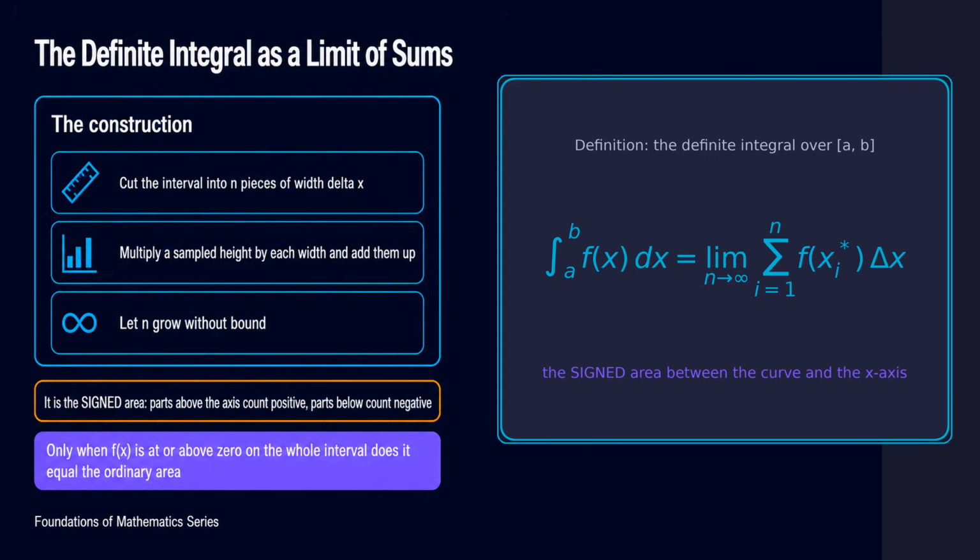Now one caution that a hurried reading always loses. Geometrically, the integral represents the signed area between the curve and the x-axis. Parts of the curve above the axis contribute positively, parts below the axis contribute negatively. Only when f of x is greater than or equal to 0 on the whole interval does the definite integral coincide with the ordinary unsigned area.